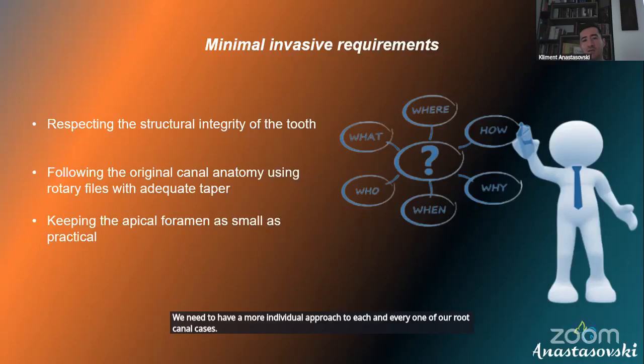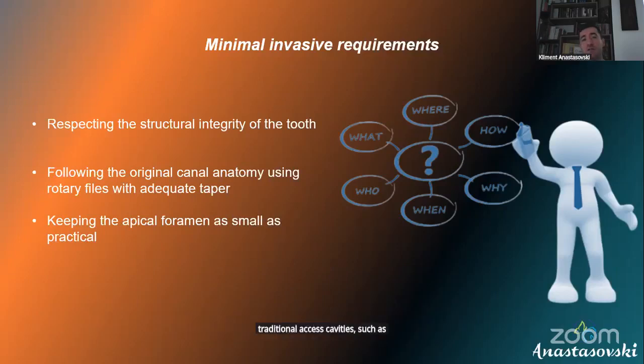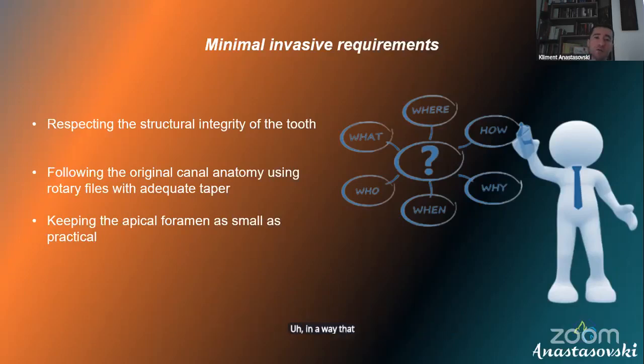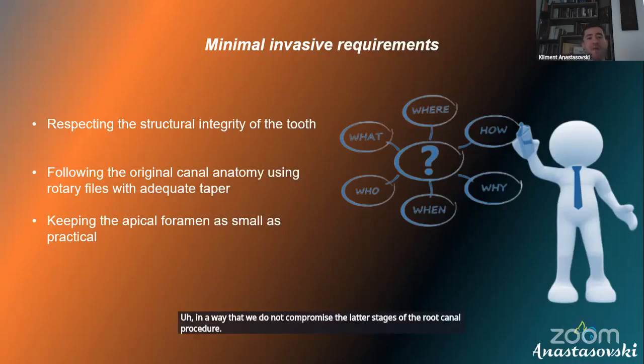I would say to try to avoid the traditional access cavities, such as the ultra-conservative access cavity designs, and stay in the middle using the more conservative access cavity designs to preserve as much tooth structure as possible, but in a way that we do not compromise the latter stages of the root canal procedure.